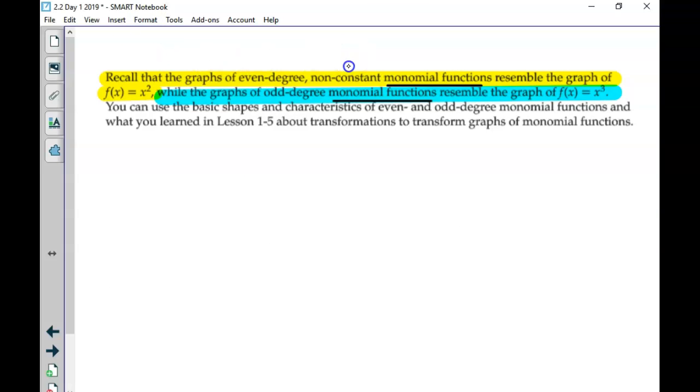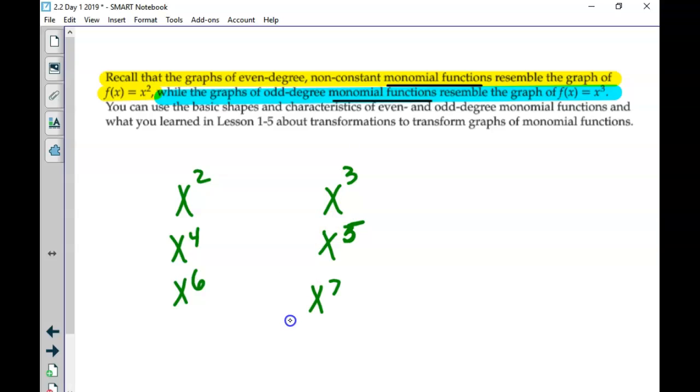All right, so recall that graphs of even degree, non-constant monomial functions resemble the graph of x squared. And if it's odd degree, remember we talked about this, that if it's an x to the fourth or an x to the sixth, it's all the same shape as long as it was a monomial term, right? And these were also all the same shape as long as it was one term. All right, these were all going this way unless they had a negative, in which case they flipped and went this way. These were all going this way unless they had a negative, in which case they went this way.